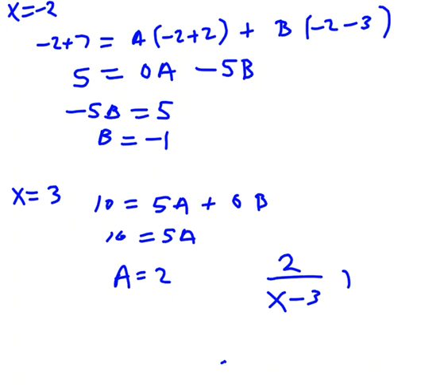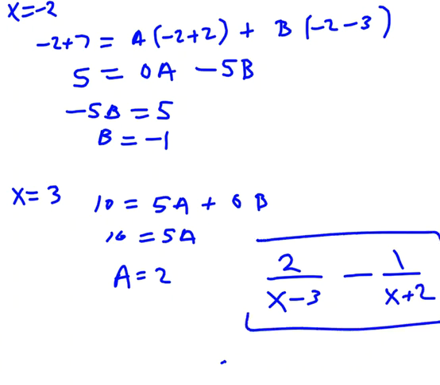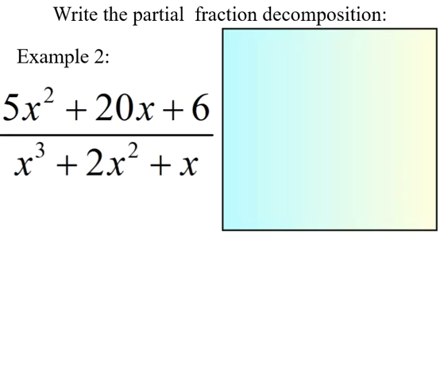So this tells me that my partial fraction is going to be 2 over x minus 3 minus 1 over x plus 2. So what we're doing is we're just basically taking a big fraction and splitting it into smaller fractions. The goal in class tomorrow will be to then take integrals afterwards. So here's example number 2.